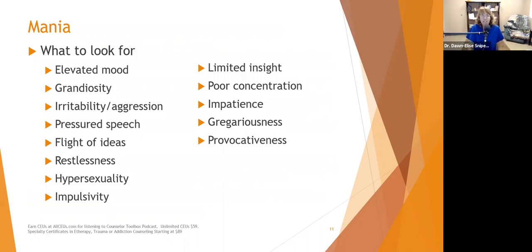Restlessness, difficulty sitting still. I don't want to say agitation because that implies irritability, but they're jumpy in their seat. They're fidgety. They're not able to sit still.